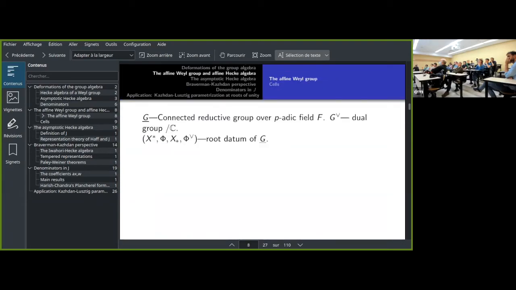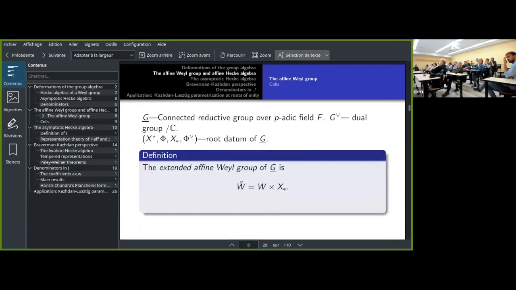So how to do this in a little more detail? If you pick some connected reductive group over a p-adic field and its dual group over C, then you get a root datum for G, and you can define the extended affine Weyl group as the semi-direct product of W and the co-weight lattice of the p-adic group you started with. W here is the finite Weyl group.